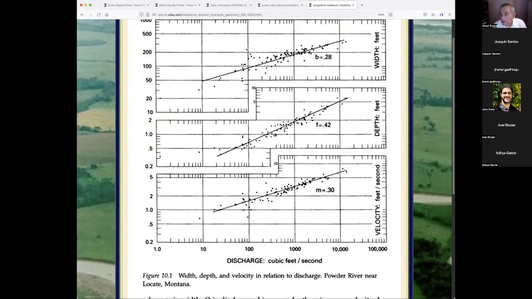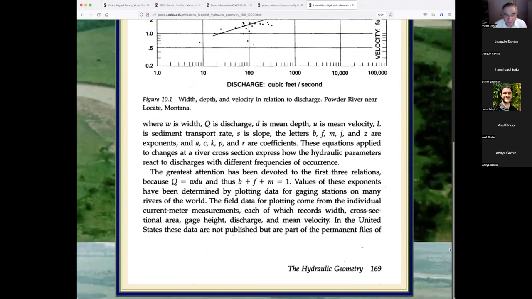Now he's going to show us how this thing operates with depth and velocity in relation to discharge. Powder River near Locate, Montana. So they plot the data for width in terms of discharge at a site, at a point. Likewise in here, and as you can see, because the width times the depth times the velocity is the discharge, then these three exponents need to add to one. Algebraically, it has to be that way. So sure enough, 0.28 plus 0.42 plus 0.3 is 1. So this matches. It makes sense.